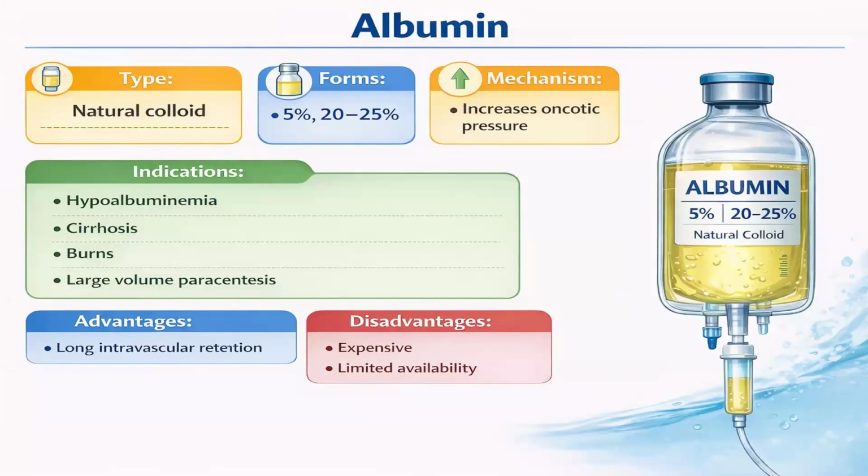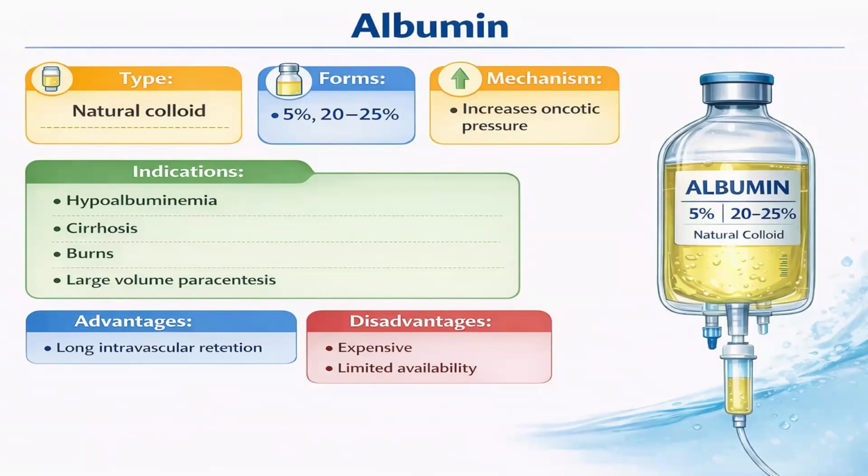So albumin is a natural colloid, primarily for plasma volume expansion and oncotic support. It is available in different concentrations, most commonly 5% albumin and 20 to 25% albumin. Albumin accounts for the majority of the plasma oncotic pressure. When it is infused, it remains largely within the intravascular compartment, thus drawing fluid from the interstitial space into the circulation. Albumin is used in hypovolemia when crystalloids are insufficient, especially in sepsis, burns after the initial resuscitation, major surgeries, and hypoalbuminemia with edema.